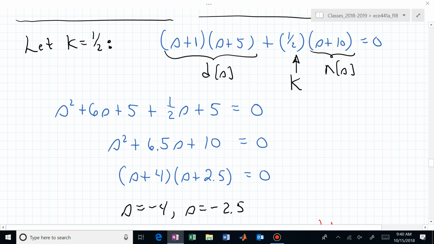We now have k equal to 1/2. If we multiply d of s, that's s squared plus 6s plus 5, then we add on 1/2 times the numerator polynomial, that's 1/2 s plus 5. That now mixes things up a little bit, and now we have a quadratic that's s squared plus 6.5s plus 10. And I'm sure you instantly factored that and found that you now have poles at -4 and -2.5 with a gain of 1/2. Is that better in terms of settling time relative to the open loop?